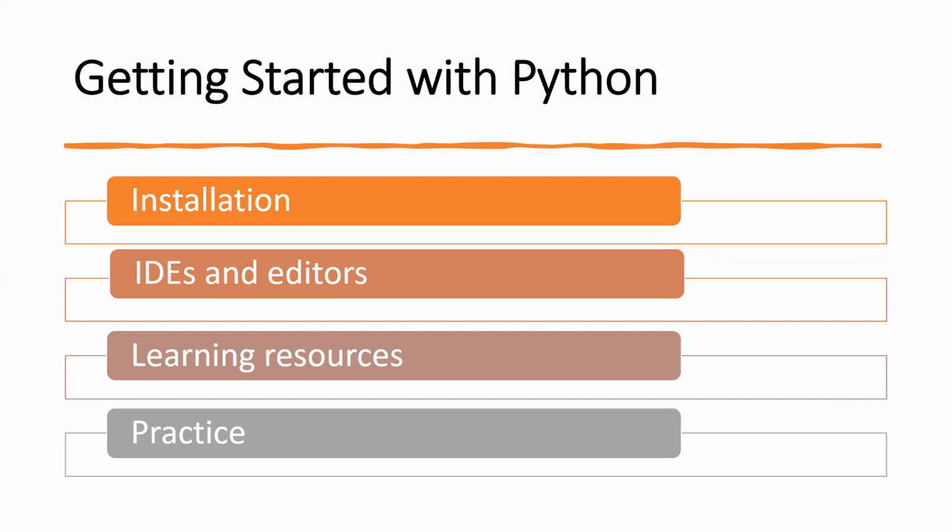Number 2, IDEs and editors. There are various integrated development environments, IDEs, and text editors available for coding in Python. These tools provide features like code auto-completion, debugging, and syntax highlighting, making your coding experience more efficient.